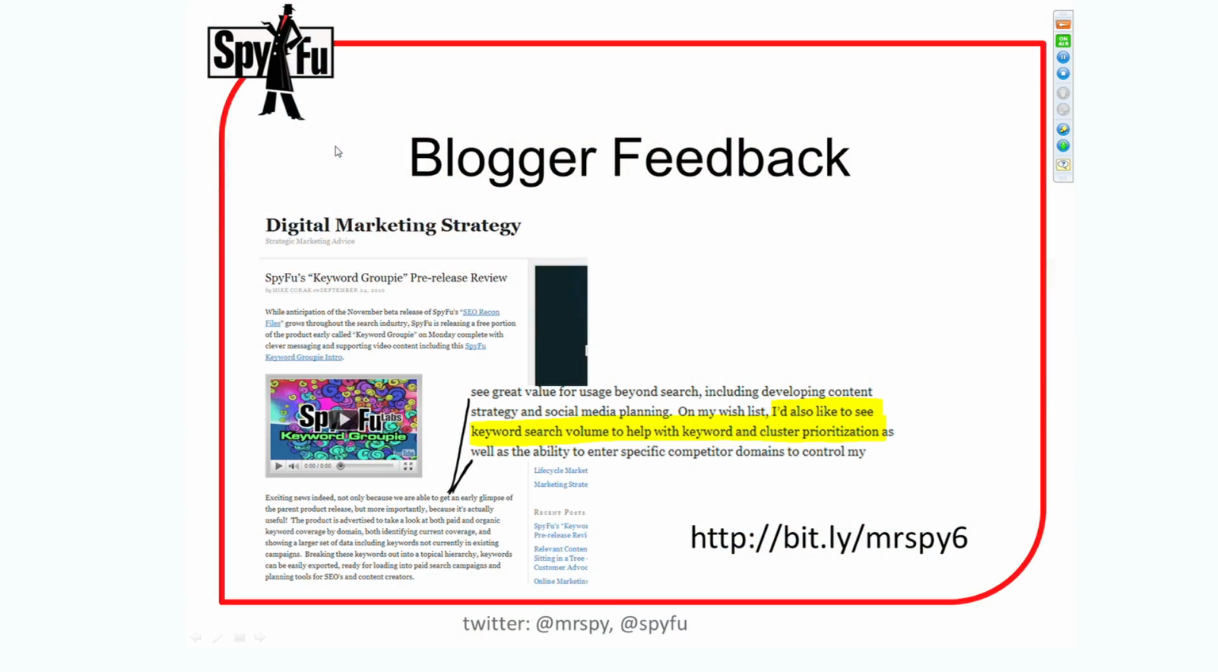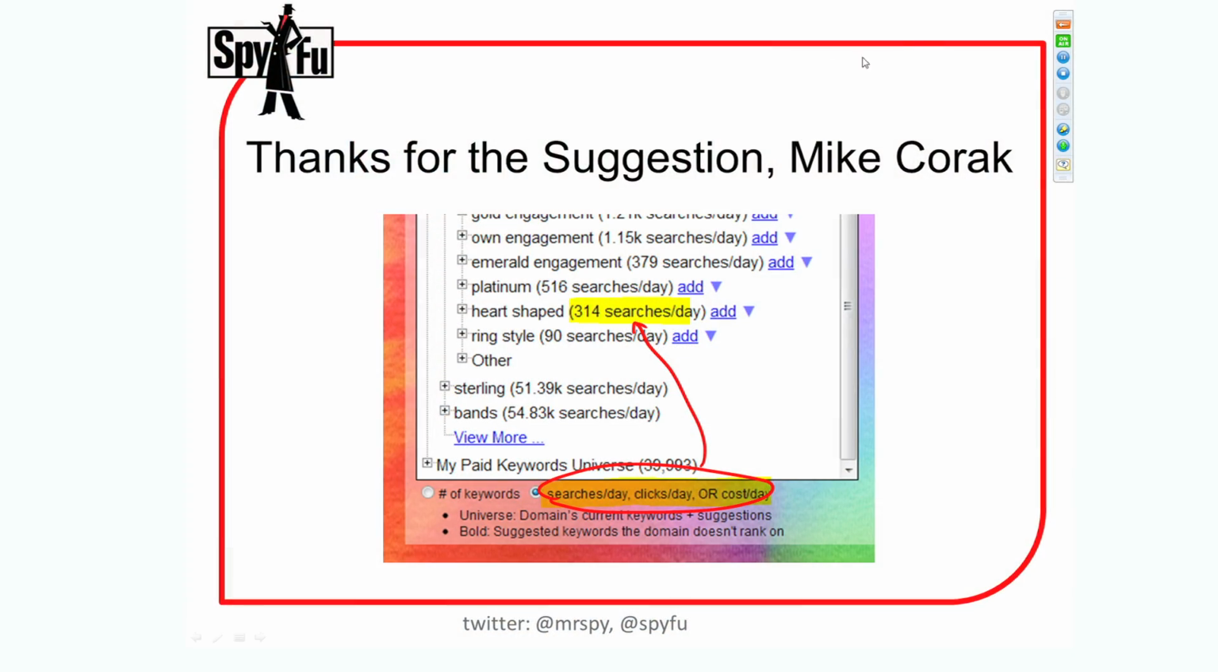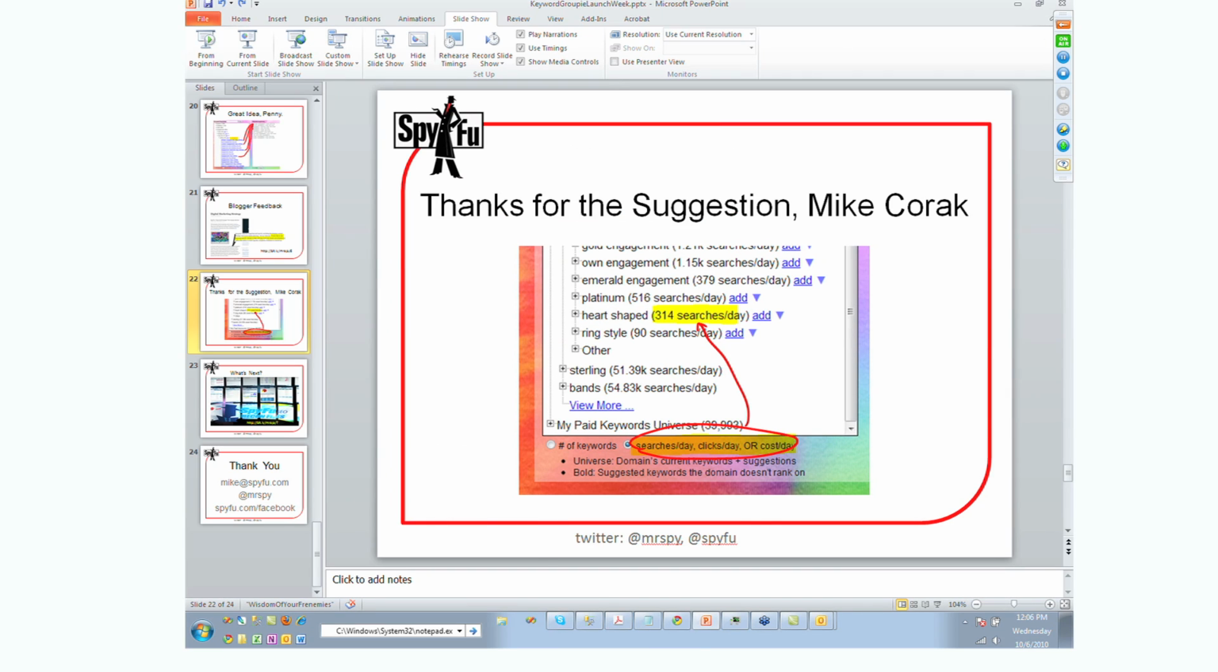So the other suggestion that we got was actually from a blogger. So on digitalmarketingstrategy.com by Mike Korak here, he said, within his blog, on my wish list, I'd like to see keyword search volume to help with keyword and cluster prioritization. So we added it, right? And actually this is the one that I already had shown you, but I'll go back to it.